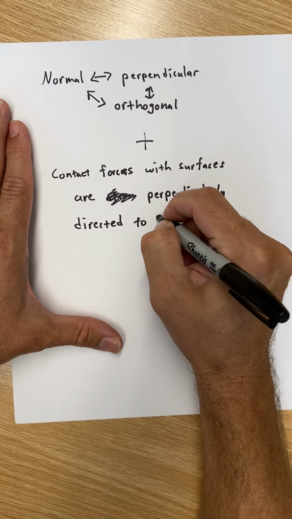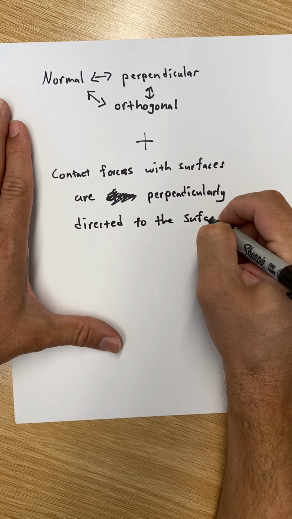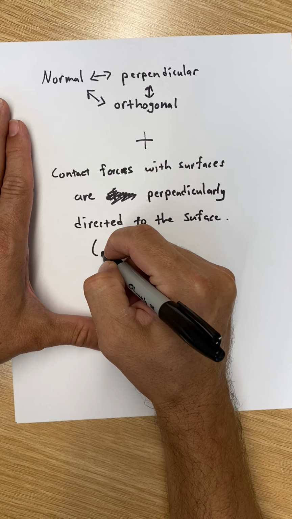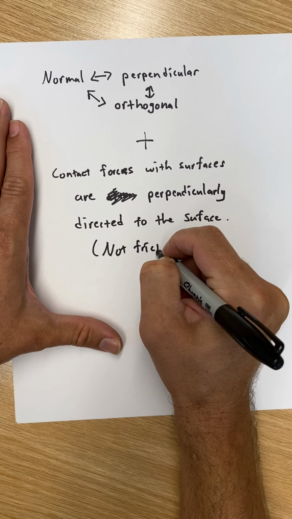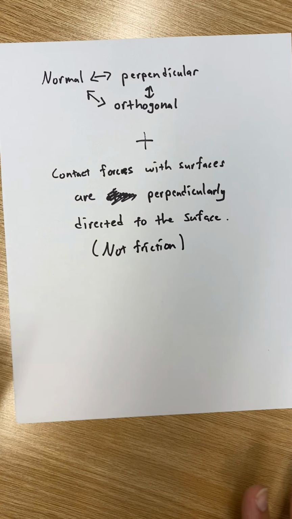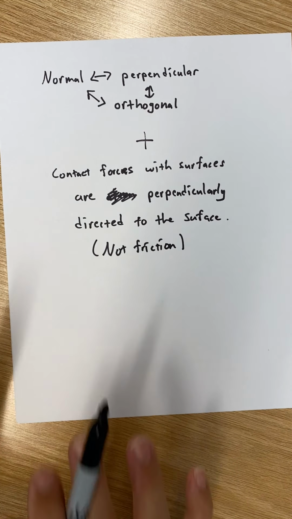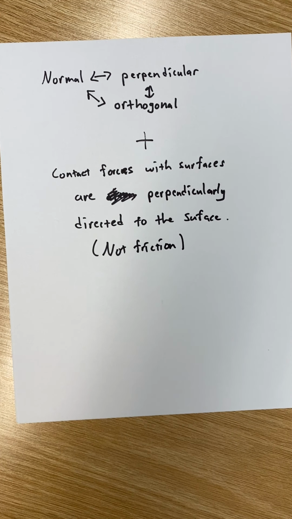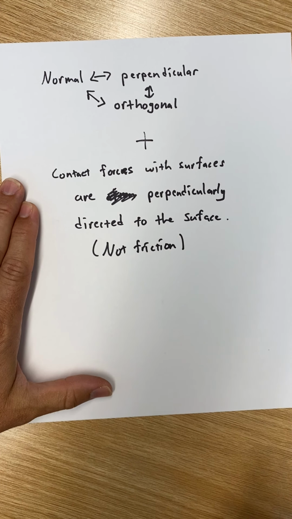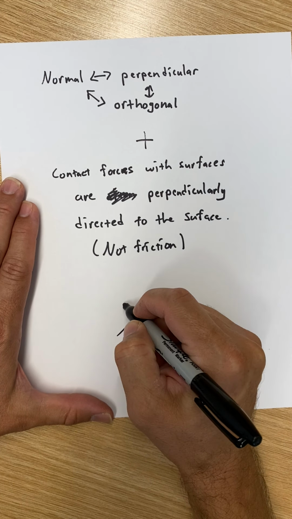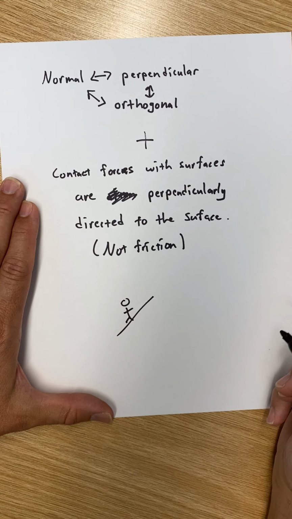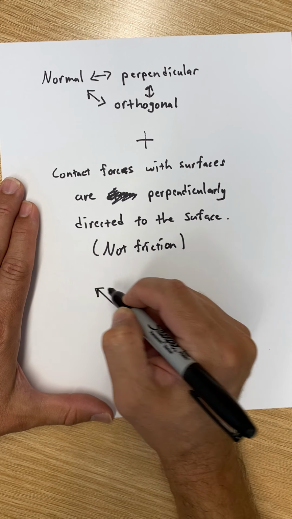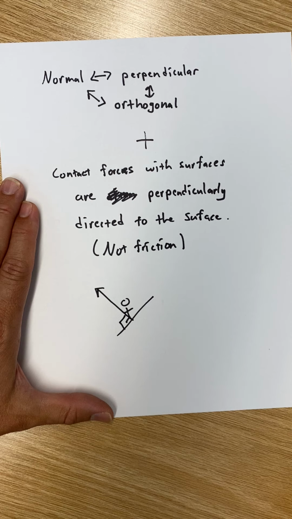Perpendicular to the surface. You could say normally directed. You could say orthogonally directed. And I'm going to just put in parentheses here, not friction. Because friction is a contact force that involves a surface. It's not exactly what we're talking about here. So just to cover myself, we'll say not friction. But for contact forces like what we saw in here, they're going to be directed perpendicularly or normal to a surface, which means if you have someone standing on a hill, the force of support from the hill on this person is actually directed like this, perpendicular to the surface.